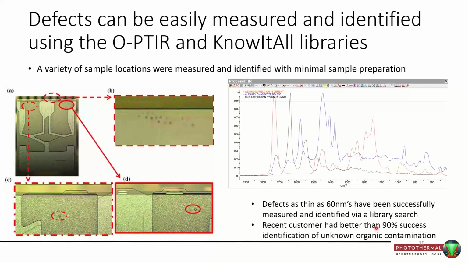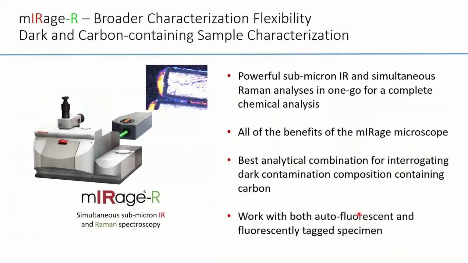So a regular FTIR has absolutely no chance at seeing that. But not only spatially can we do submicron, in terms of film thickness, I believe in-house we've done maybe as thin as about 30 nanometers.